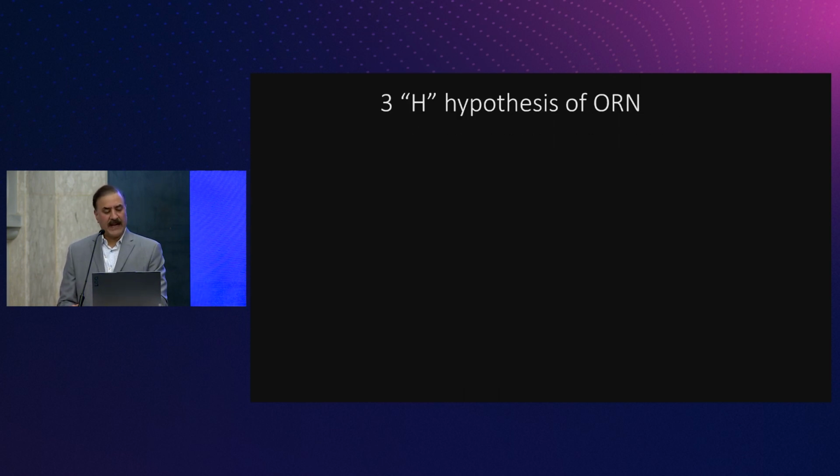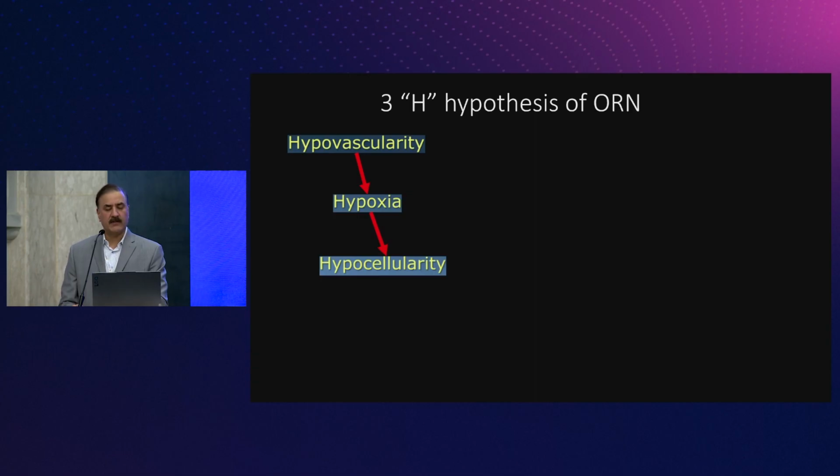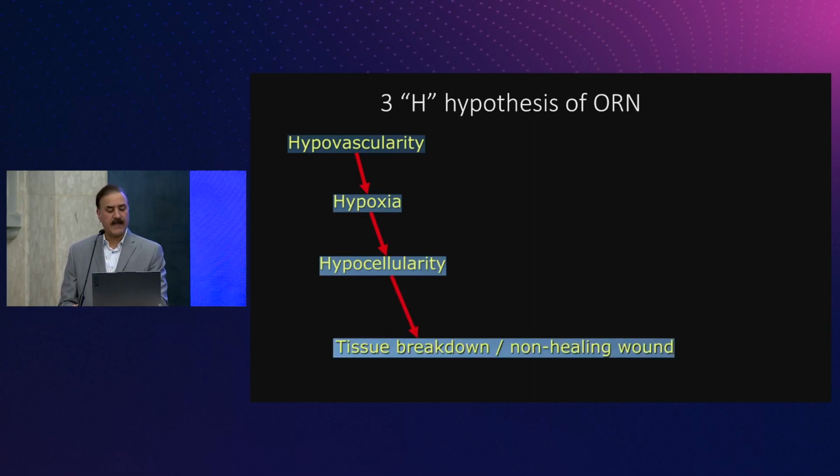So what are the 3 H's that lead to development of osteoradionecrosis? So you have hypovascularity to the area. We know radiation can do that, which will lead to hypoxia. Hypoxia can lead to hypercellularity, and then finally, which can lead to tissue breakdown and a non-healing wound, which ultimately ulcerates and involves the bone.